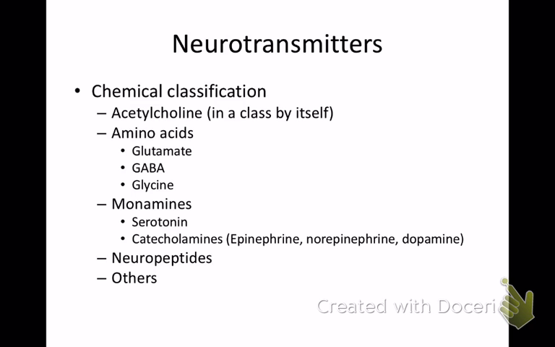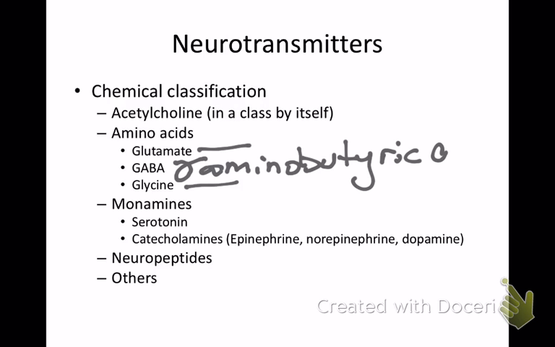Then there are 3 different amino acids. Glutamate is one of the 20 amino acids. Glycine is one of the 20 amino acids. GABA is not. GABA stands for gamma, that's a Greek letter, gamma aminobutyric acid. I'm just trying to impress you, because I'm never going to ask you to remember that. Just call it GABA.